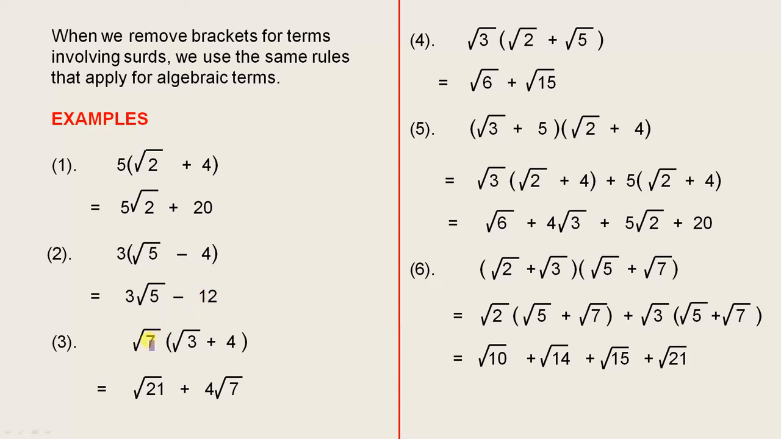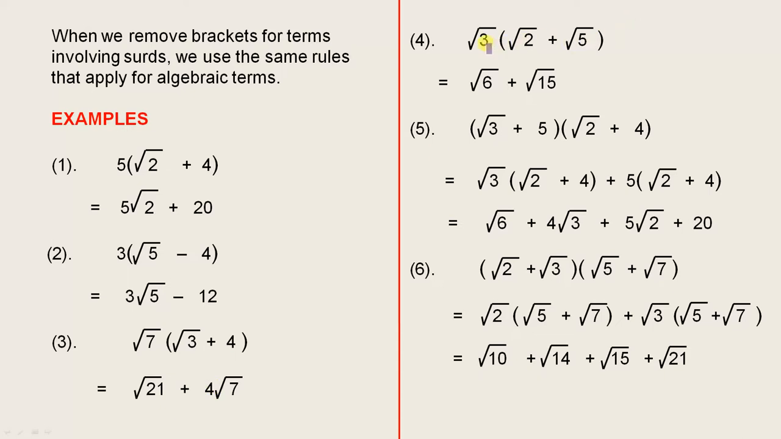The third one, we have the square root of 7 outside of the brackets and those two terms inside. The square root of 7 times the square root of 3 is the square root of 21. Multiplying the square root of 7 by 4 gives us 4 the square root of 7. Unlike terms, so we leave it as it is.